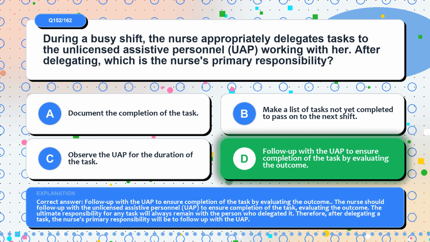The ultimate responsibility for any task will always remain with the person who delegated it. Therefore, after delegating a task, the nurse's primary responsibility will be to follow up with the UAP.